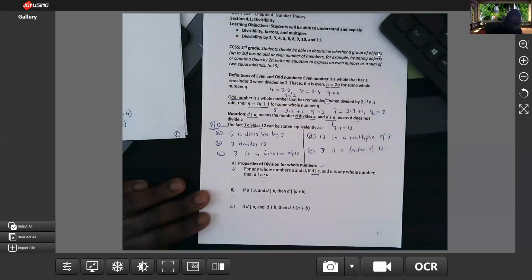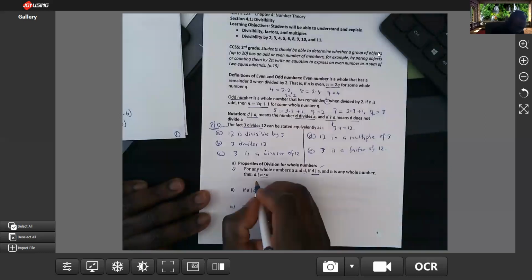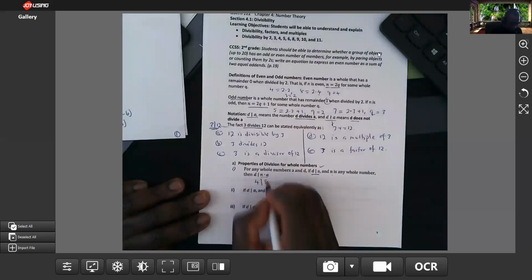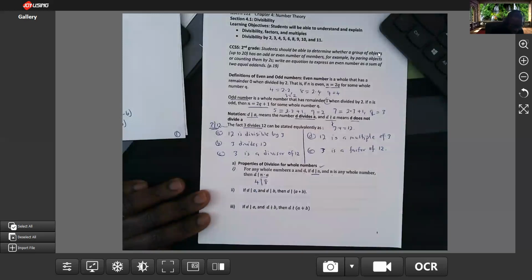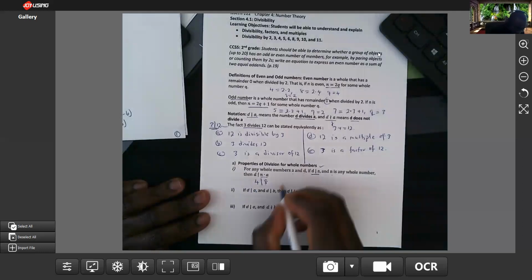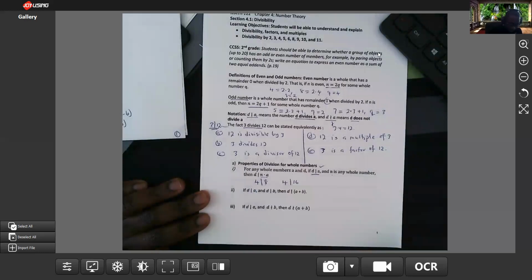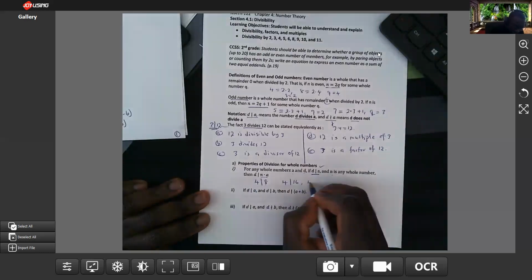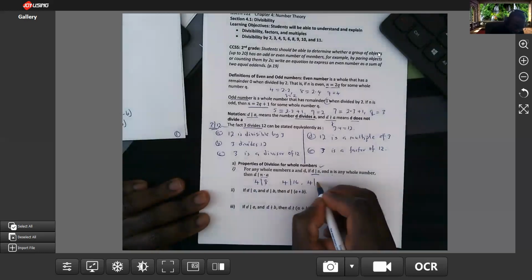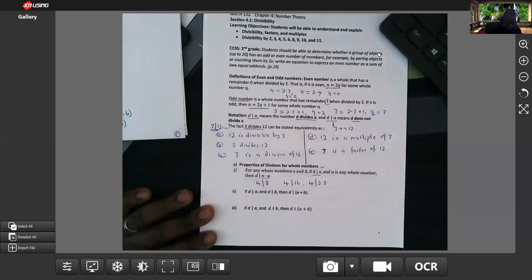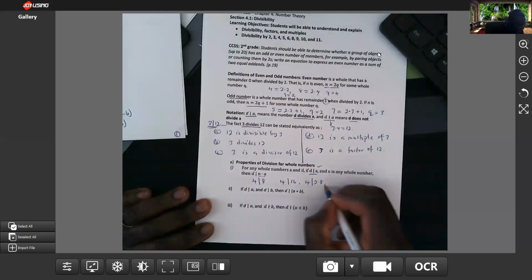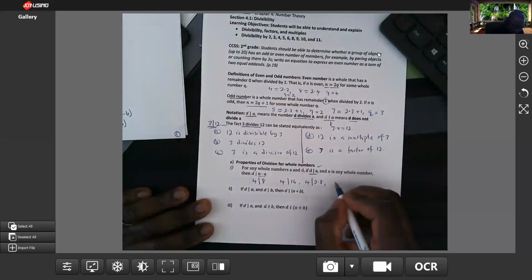Okay, for example, we know that 4 divides 8. So any multiple of 8 will also be divisible by 4. We can also say that 4 will divide 16. Why? Because 4 divides 2 times 8. Or we can say that 4 will divide 3 times 8.